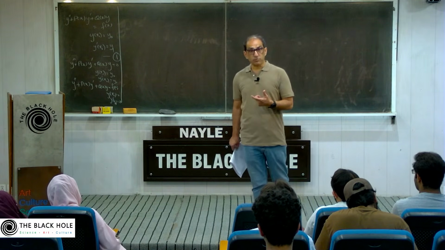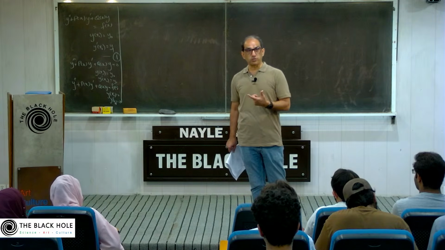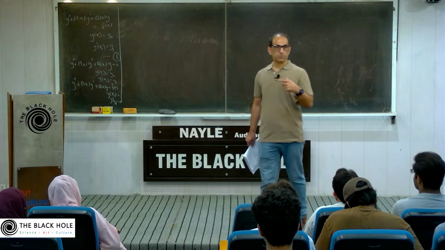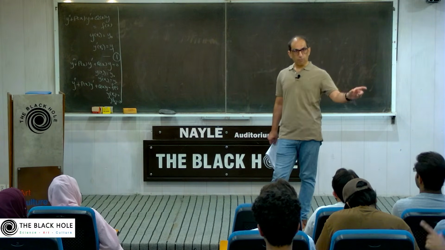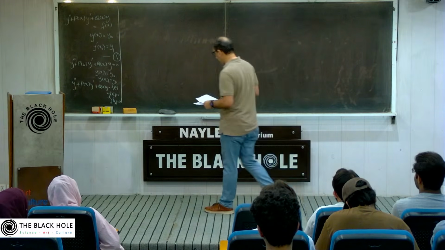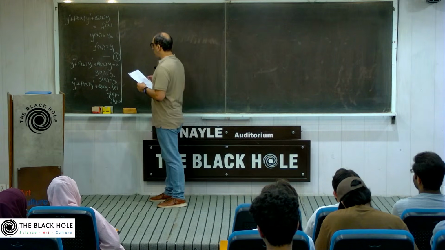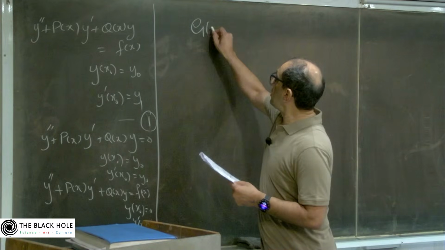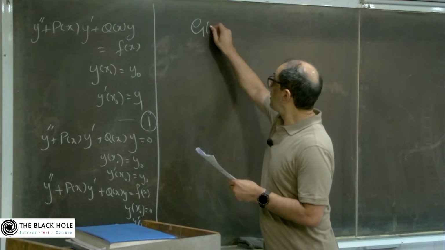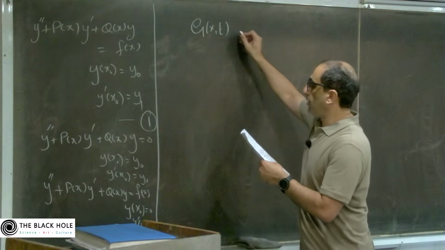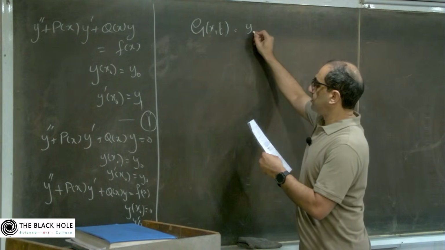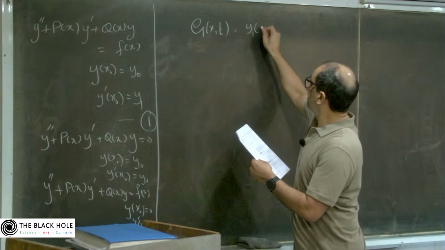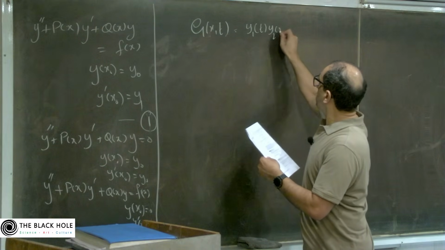But that does change the total response of the system, because the total response comprises the complementary part and the particular part. So g of x, t that we wrote down was this. Instead of writing it again and again, I will just make use of it, because I have to make use of this.